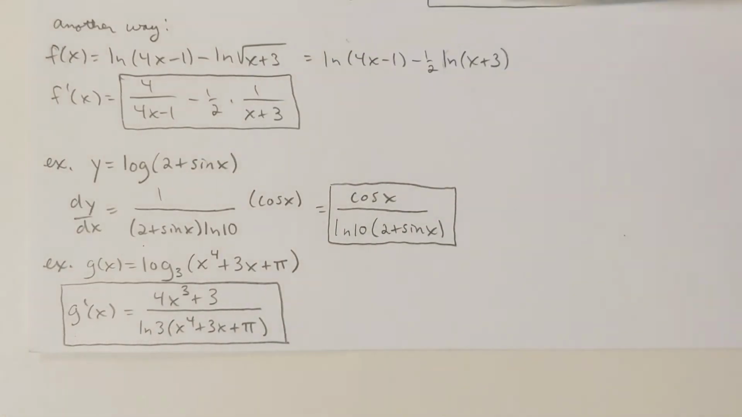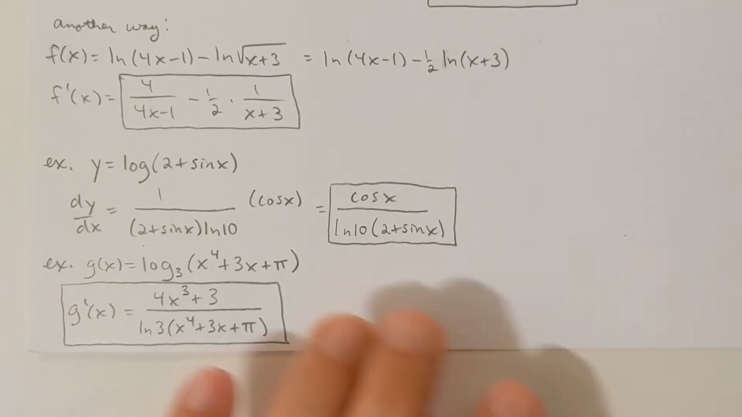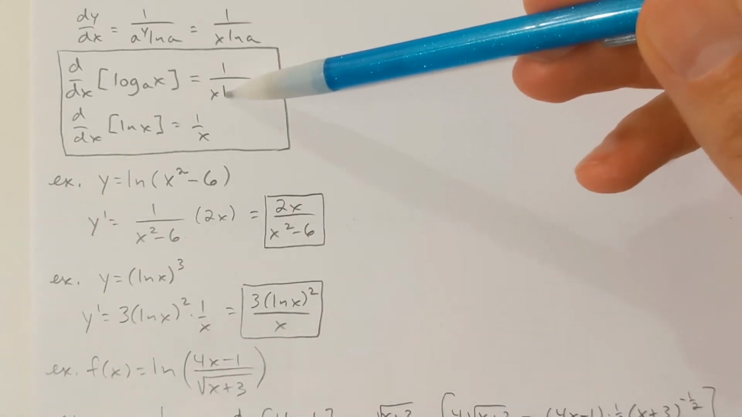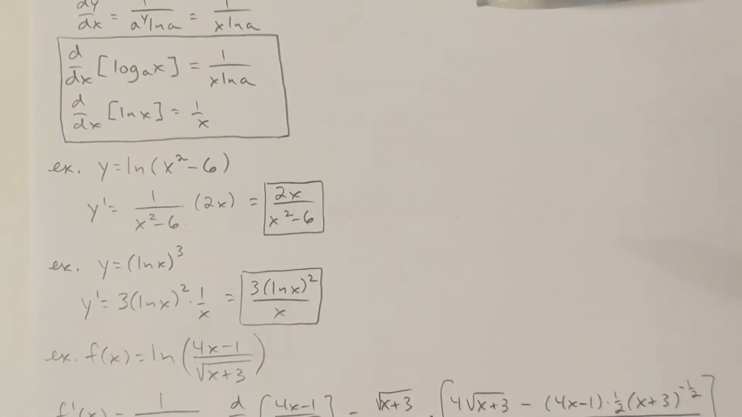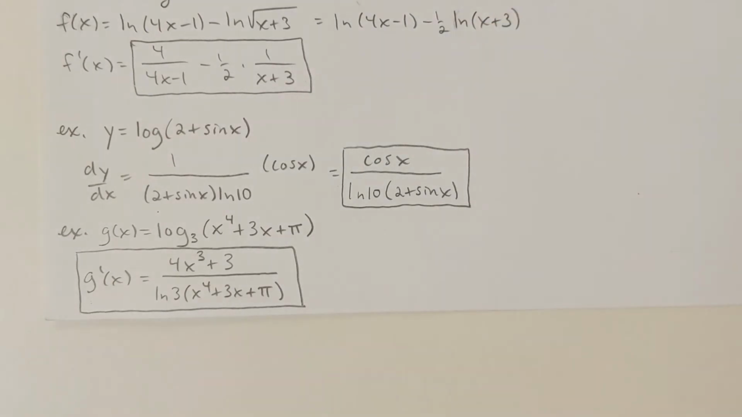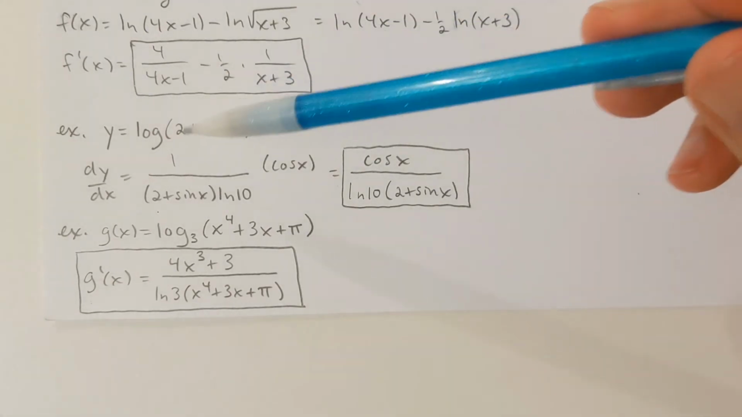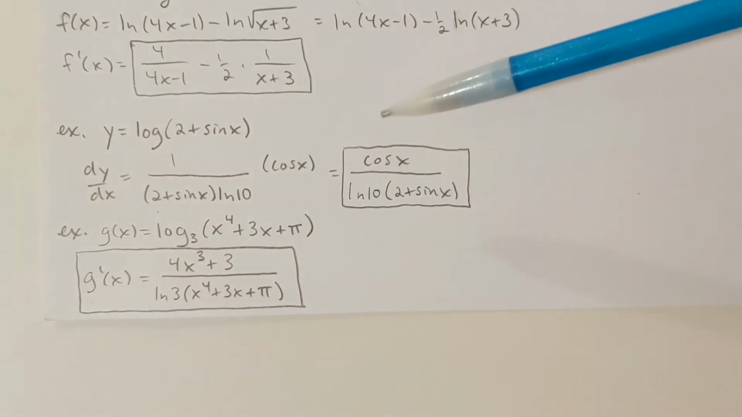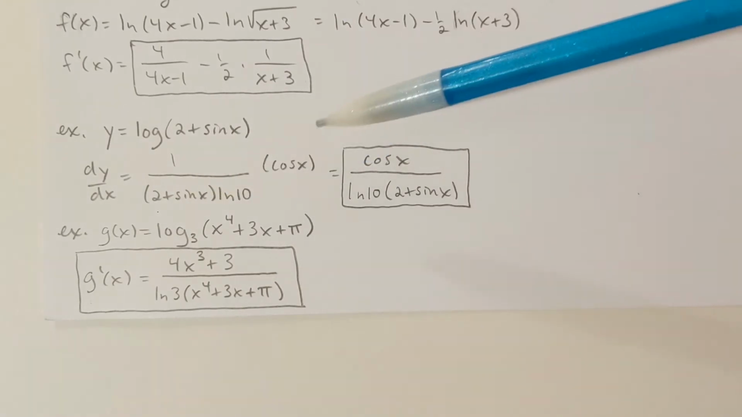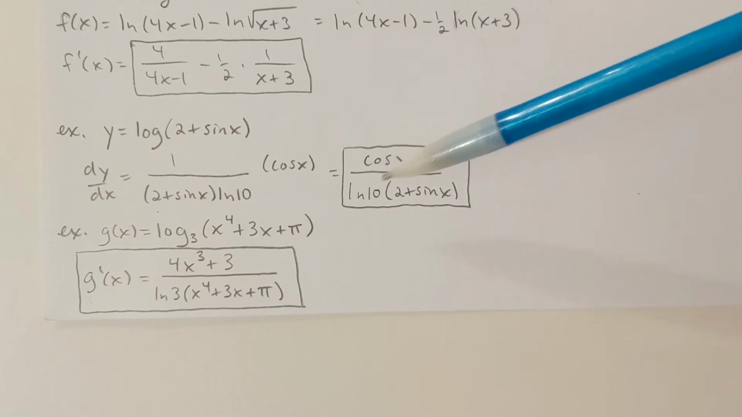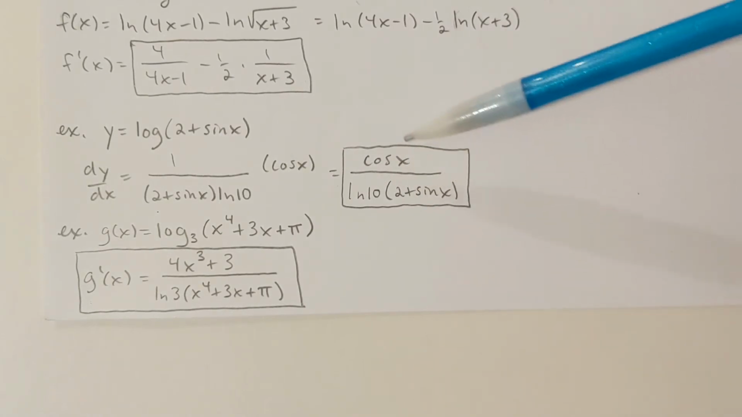All right, now how about this one? What if we had y equal log of 2 plus sine x? Whenever the base is not base e, we need to make sure that we multiply the denominator by ln of a, whatever that base is. So here I have base 10. I'm going to start by, this will be a chain rule, 1 over 2 plus sine x times ln 10, and then times the derivative of 2 plus sine x, which is cosine x. So cosine x divided by ln 10 times the quantity 2 plus sine x, that would be my answer.